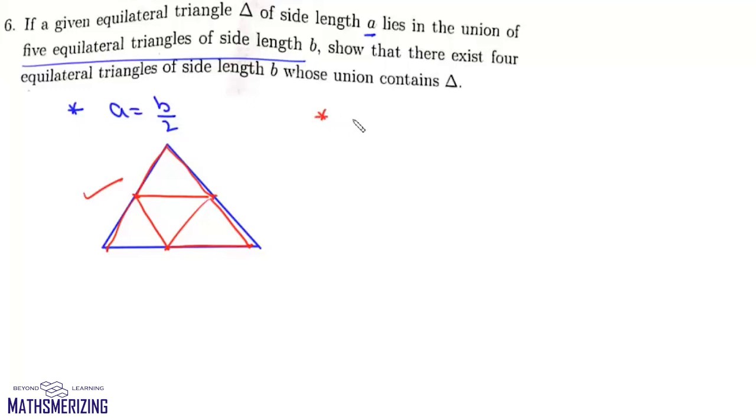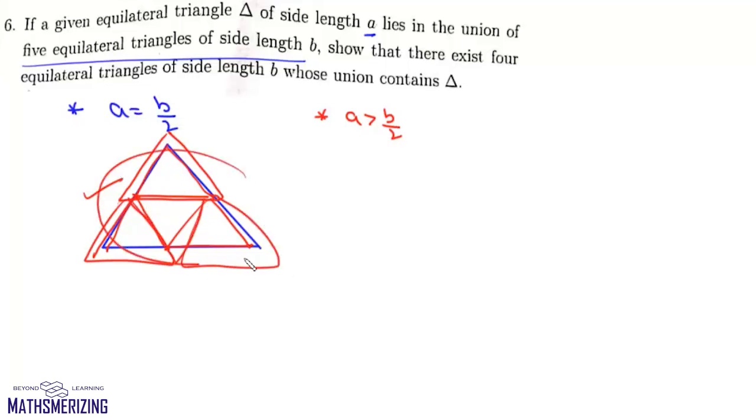Now for the second case, if A is greater than B by 2, so if we draw these triangles a little bigger, then also the union of these four triangles will contain this equilateral triangle delta.